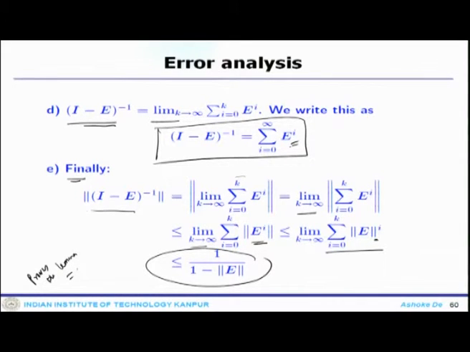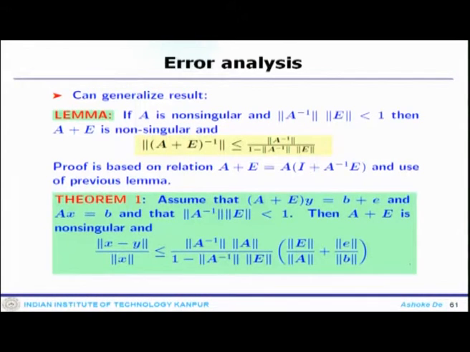So, that is a very strong error bound in terms of computation. The thing is that we can generalize that lemma: if A is non-singular and the norm of A inverse times the norm of E is less than 1, then A plus E is also non-singular, and it satisfies this. This one can also be proved based on the previous one, similarly.